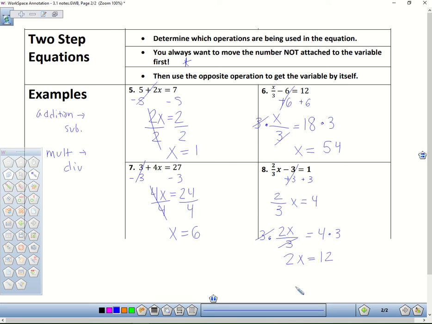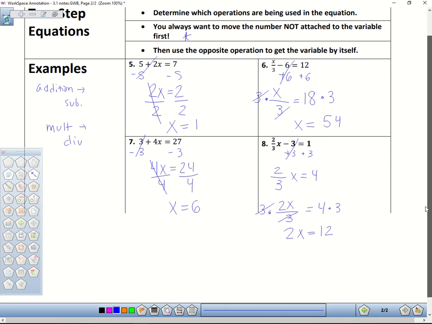12. Good. Now what operation is indicated here with 2 times x? Multiplication, so division. The answer would be 6 because you would divide both sides by 2. So x would be equal to 6.